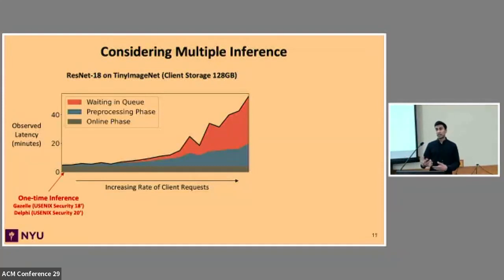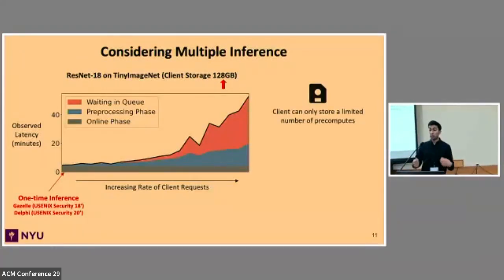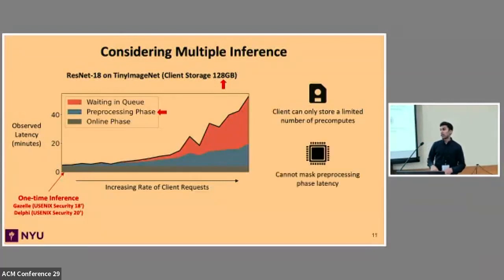But what happens as a client actually starts requesting more and more inferences? Well, first, due to the storage constraints, the two parties can only engage in a few pre-computes, and so that's one bottleneck. And the second bottleneck is that the pre-processing phase takes a long time.